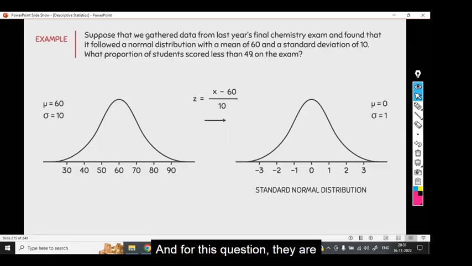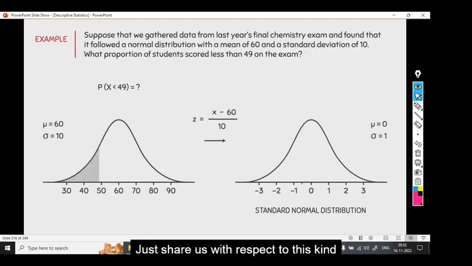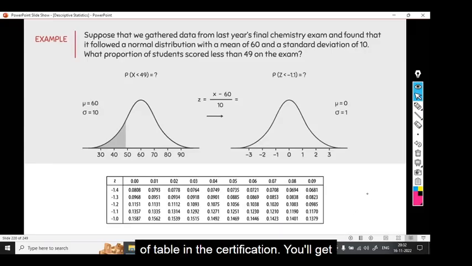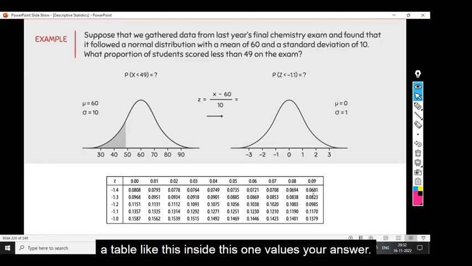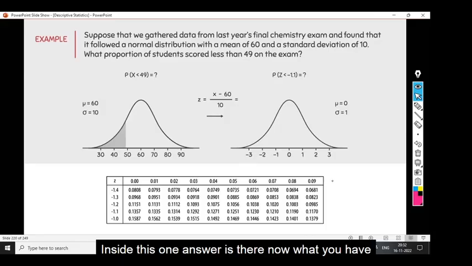For this question, they are not going to give us the statistics textbook. It is not a BTech exam. They will just share a table like this with us in the certification. Inside this table, one value is your answer.